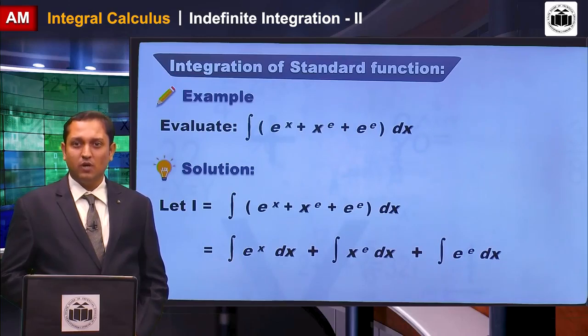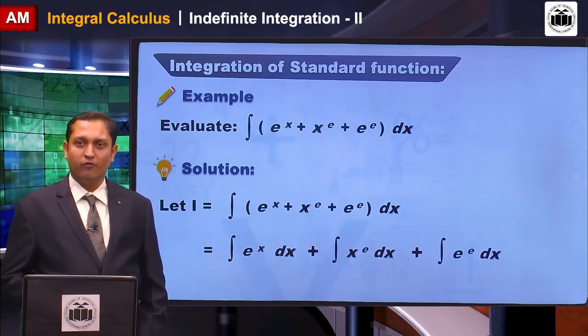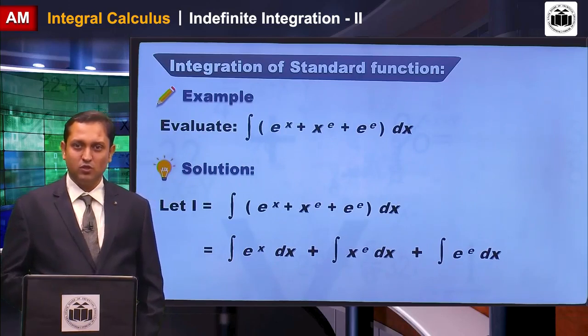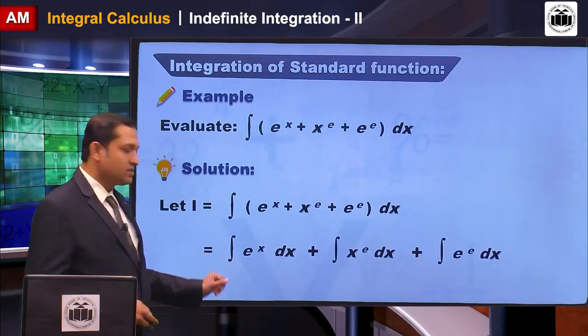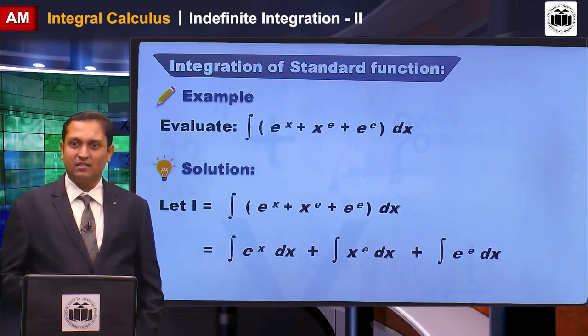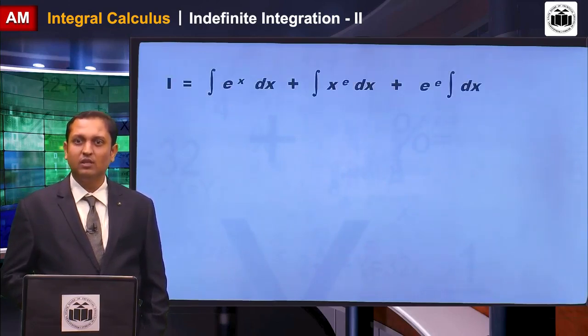Now, as per our rules of integration, if we have got two or more functions with plus or minus in between, we can separate them out. So by using that rule of integration, we have separated these three functions. You can see here, first thing, integral e raised to x dx plus integral x raised to e dx plus integral e raised to e dx. So what we have done here, simply used the second rule of integration and separated the three functions.